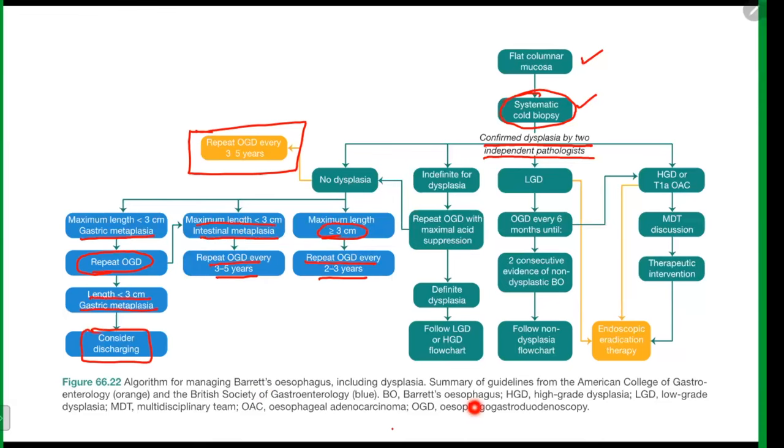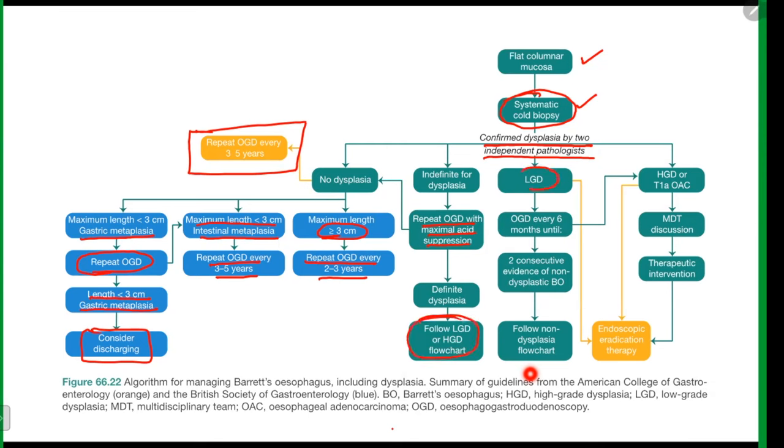Next one, indefinite for dysplasia. So they cannot say it is dysplasia, but there is a chance, if they say that. Repeat OGD with maximal acid suppression. Once you repeat, then again see whether there is no dysplasia or indefinite for dysplasia. If it is no dysplasia, no problem. But if there is definite dysplasia, follow the low grade or high grade flowchart.